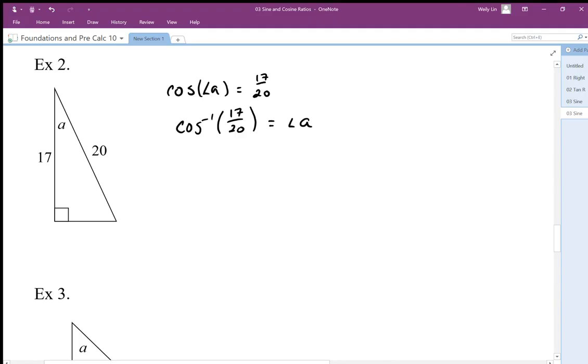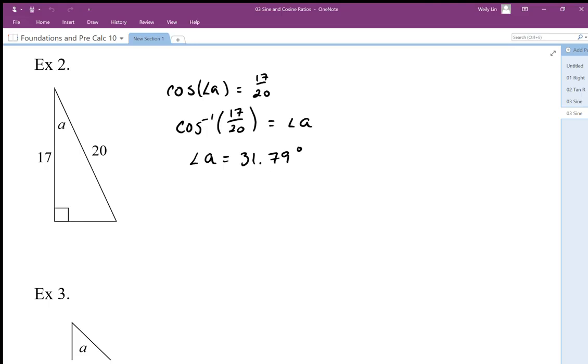So I go to my calculator now. I can't do this in my head. I need to use my calculator, because my calculator will convert this from this ratio to an angle. My calculator is giving me an angle of 31.788, so I'm going to round that to 79 degrees. If that is about 85% of the length of the hypotenuse, the angle should be about 31 or 32 degrees.